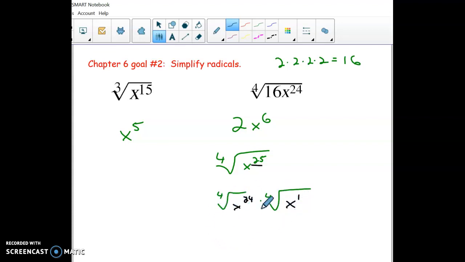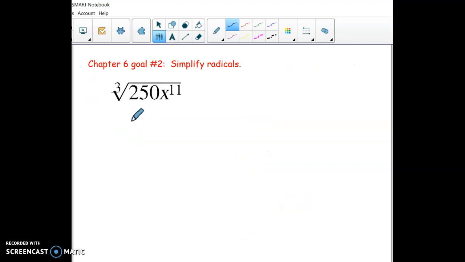So now that we've broken it apart, this part becomes x to the 6th, 24 divided by 4, and we have a leftover 4th root of x. Okay, so if it divides evenly like these, it's nice, but if it doesn't, you have to do a little more work. So here's a first one where they're not perfect cubes. 250 is not a perfect cube, and neither is x to the 11, so we've got to break them and split them up.